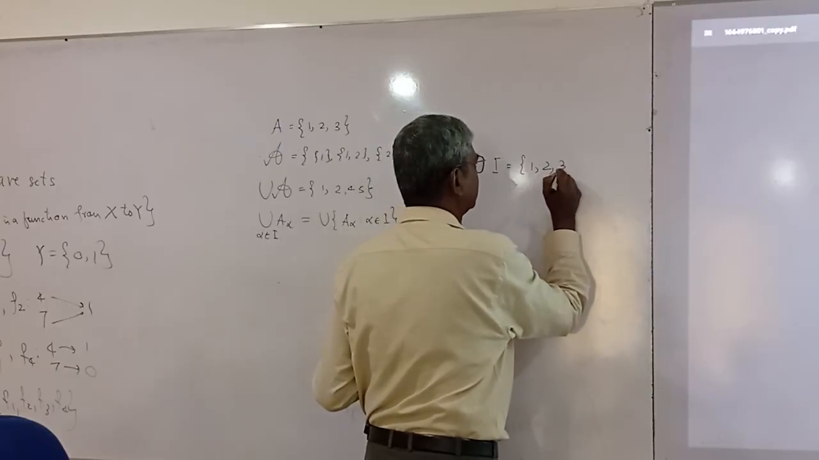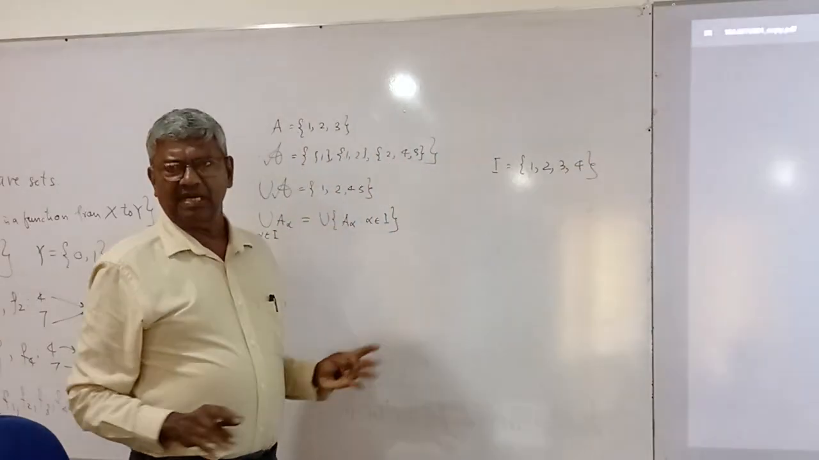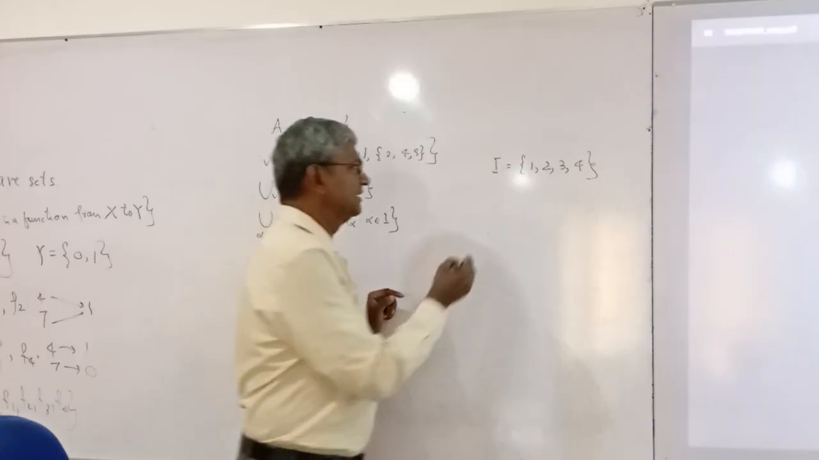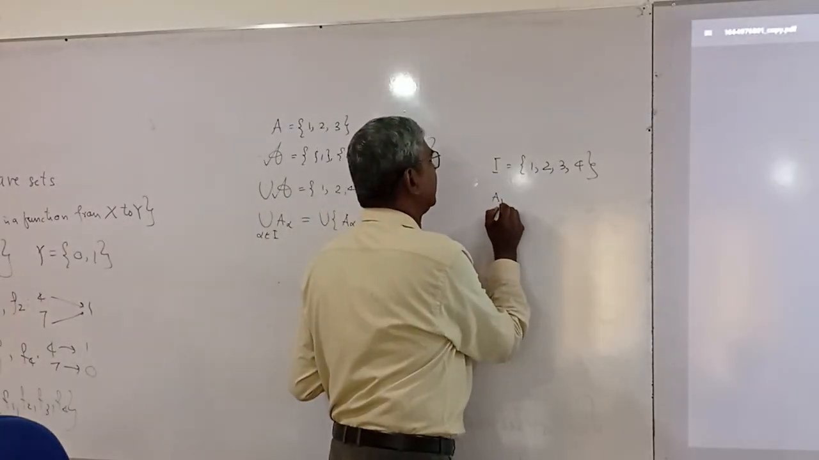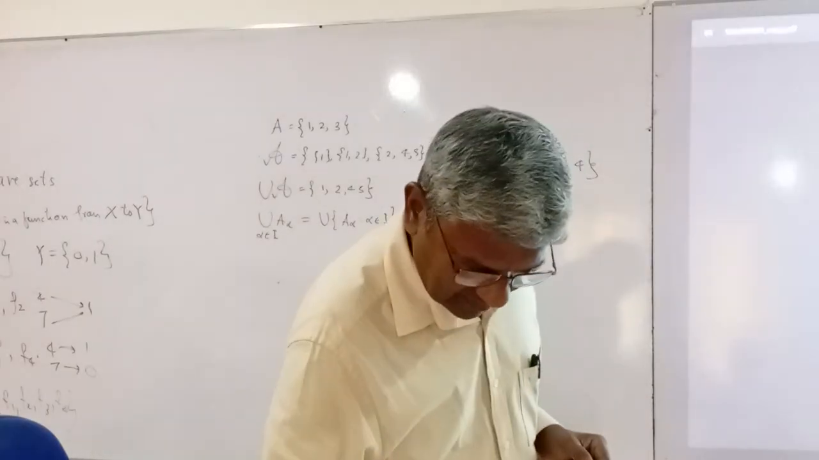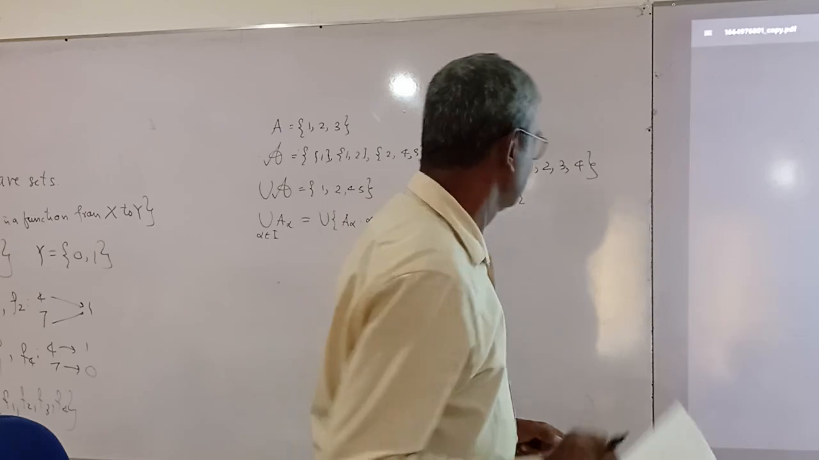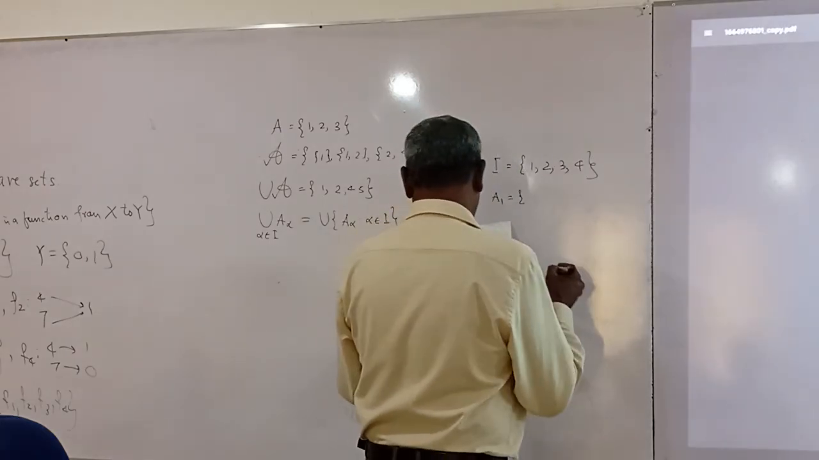One, two, three, four. My capital I is this. Then I have sets. A1. To me it is easy, very simple, but just to understand the notation.